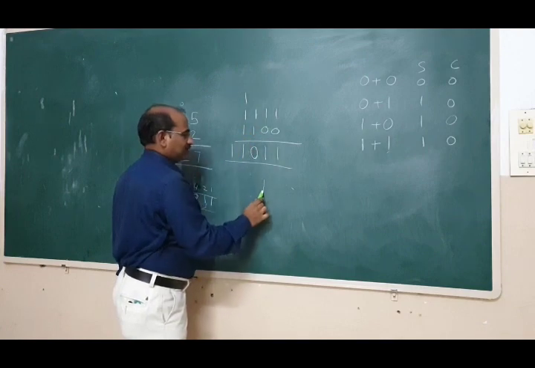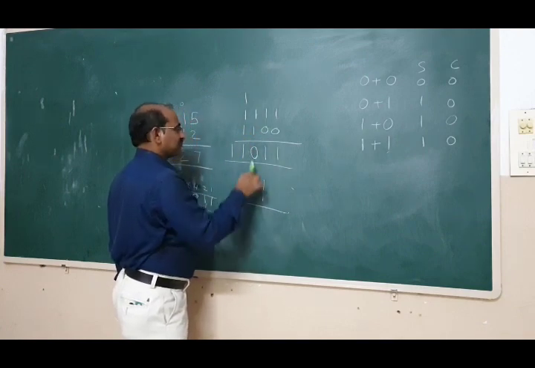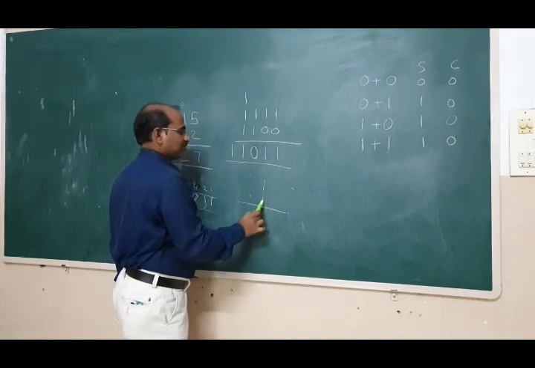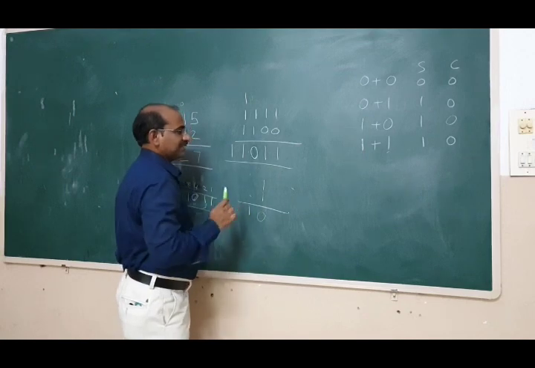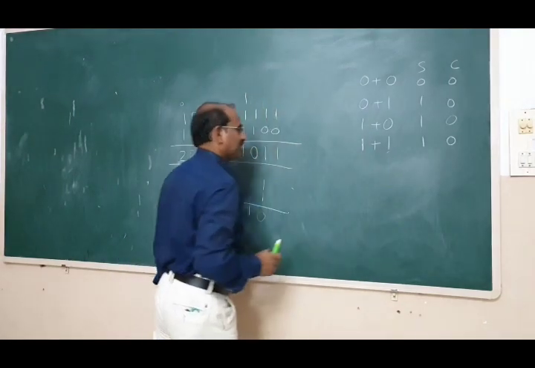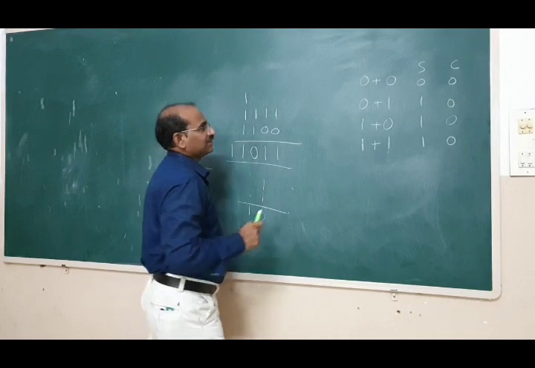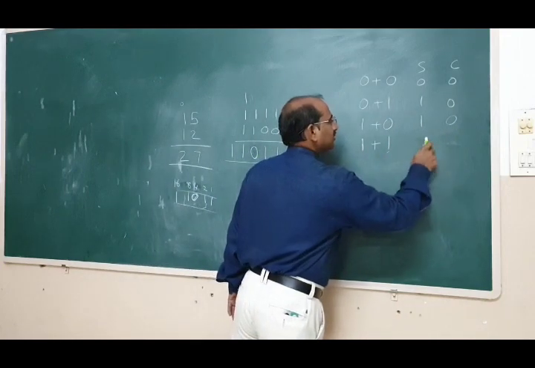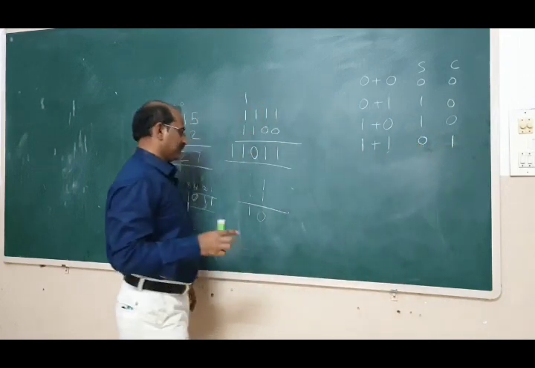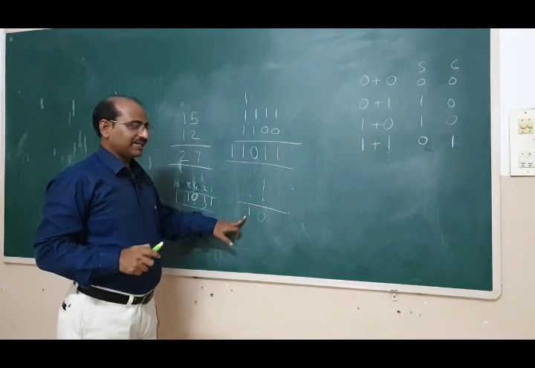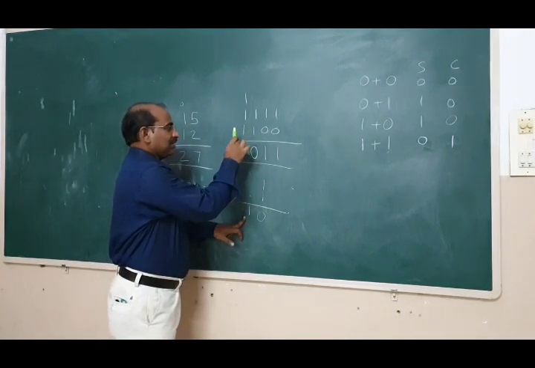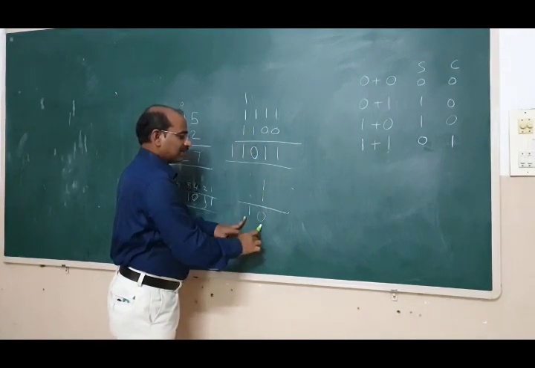This I am repeating here. First we add these two: 1 plus 1 is sum 0, carry 1. And again you have to add this carry to the sum, not to the carry.